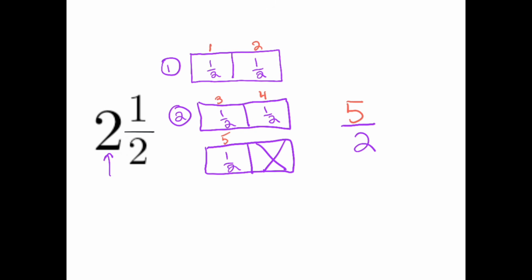The rule is to multiply 2 times 2 because we have two groups of 2. Okay, so we have 2, 4. And then we are going to add that 1. We're going to add this one. So that is how we end up with 5 of the halves.